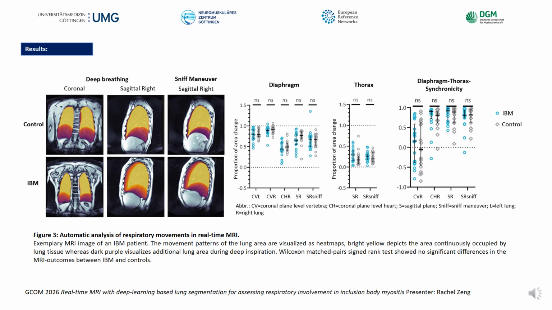The analysis showed no significant differences in the MRI outcomes between IBM and controls, and this included the contribution of diaphragmatic motion and thoracic motion to total lung area change. So there was no sign for any difference regarding diaphragmatic motion or chest wall motion between IBM and the controls. We also analyzed the synchronicity between diaphragm and thorax motion, and this was also not significantly different between IBM and control.